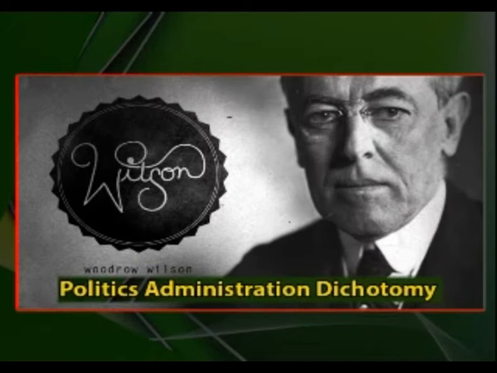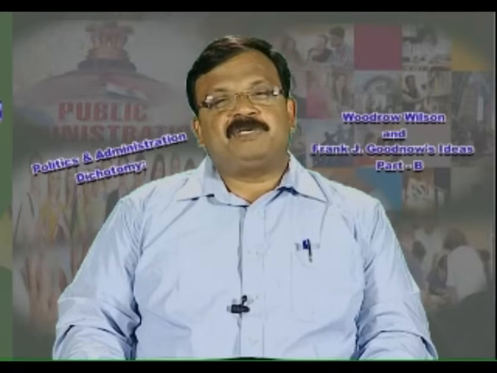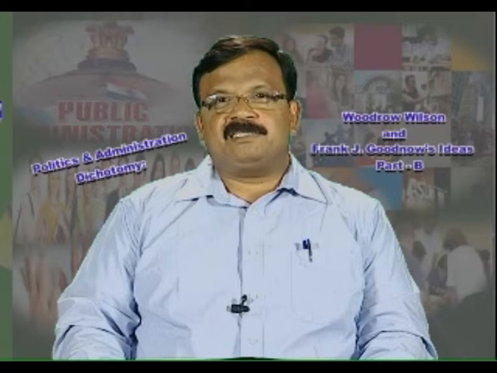To continue his arguments, Woodrow Wilson's another important aspect was politics administration dichotomy. It was Woodrow Wilson actually who made one of the first dogmatic distinctions between politics and administration. The students have to keep in mind that he himself said public administration is the latest fruit of the political science tree. The interrelation is very clear.